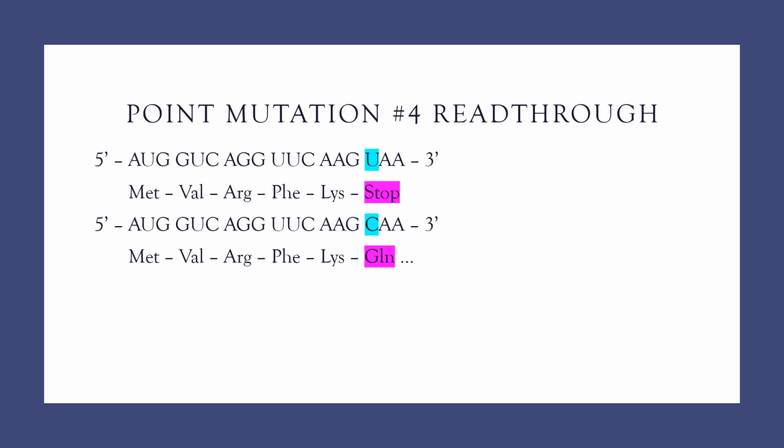Finally, we have our read-through point mutation, which is a mutation that changes a stop codon to an amino acid. The sequence shown changes stop codon UAA to CAA, which codes for glutamine. This is a transition mutation because pyrimidine U changes to pyrimidine C.